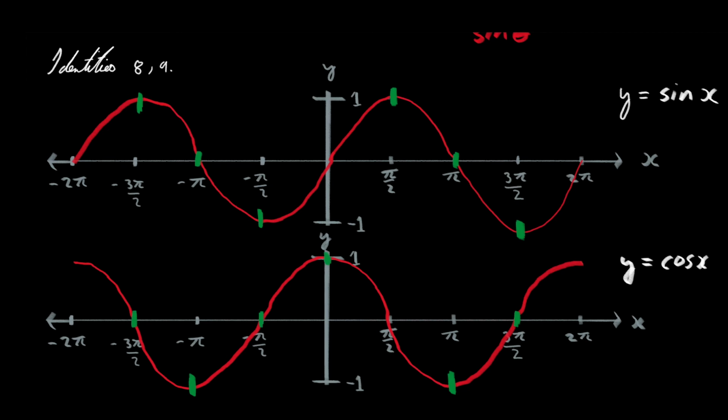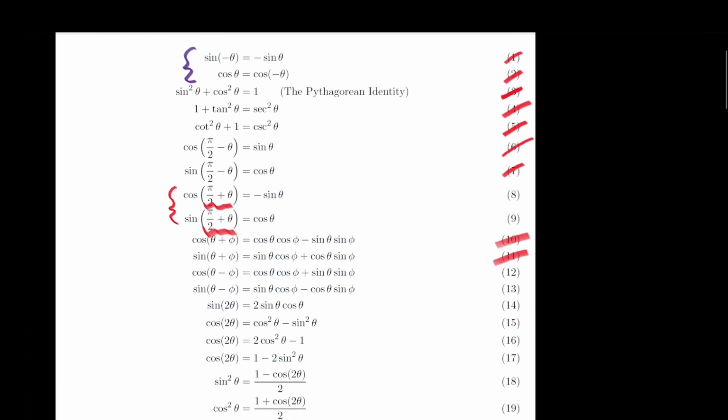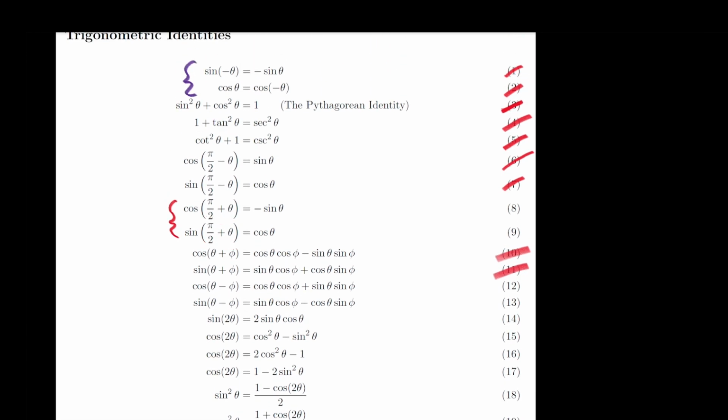tick marks. Take any of these graphs, shift them pi over 2 to the left or to the right, and you will basically get the other graph. That's what I'm saying. So that's not just a geometric picture for these identities 8 and 9, but also for the coangle identities, which you can also think of as quarter period shift identities. Why quarter period shift? Well, you're shifting the period by pi over 2, and pi over 2 is 1/4 of 2 pi, which is the period of these functions.